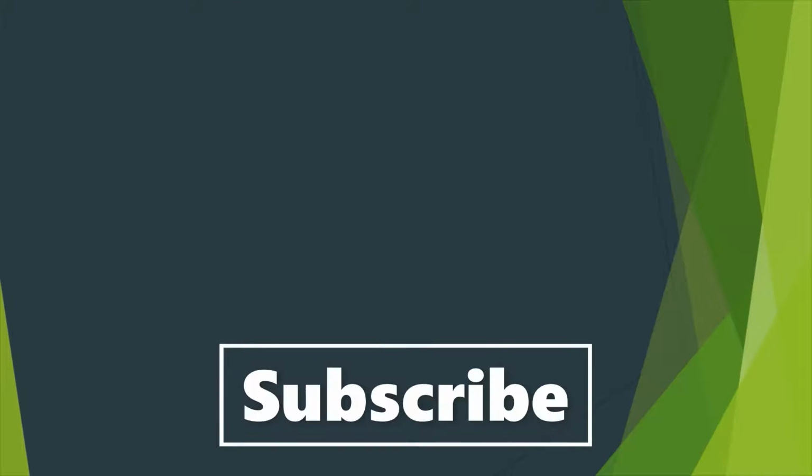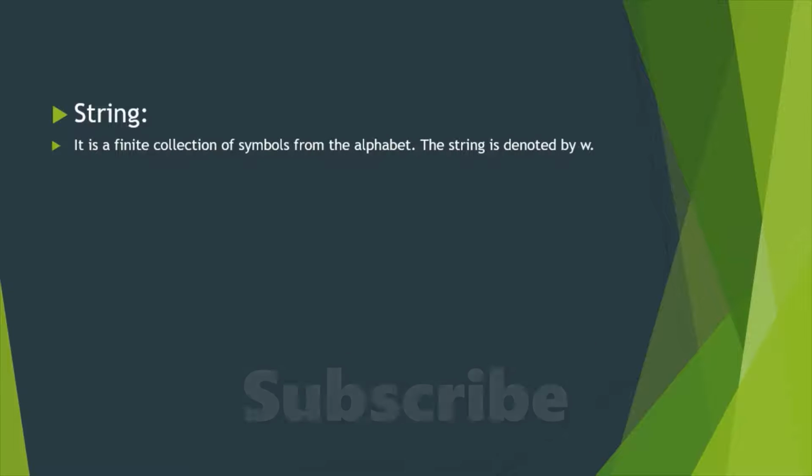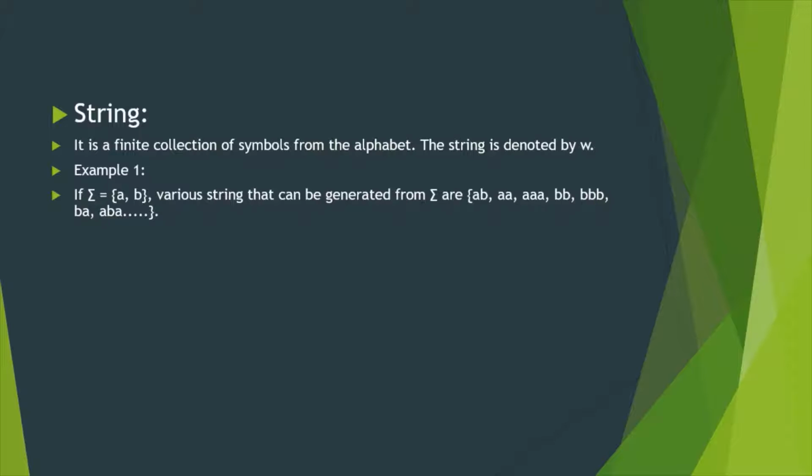The third one is the strings. A string is a finite collection of symbols from the alphabet, and we represent strings with the symbol small w. The first example of strings: we have generated all possible strings from the alphabets A and B. So what are the possibilities of strings?